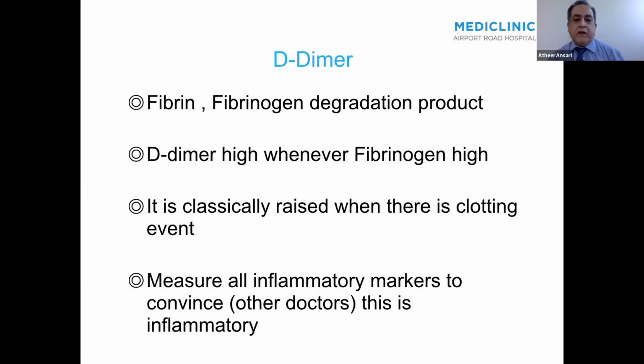Anyway, so what is the D-dimer here? As you say, it is the product of fibrinogen fibrinolysis. It can be high whenever fibrinogen is high, can be very high in serositis cases. Pericarditis, pleuritis, they have a lot of fibrinogen and D-dimer elevation with them, with no evidence of any clotting whatsoever. So you need to speak to all doctors to tell them this D-dimer is inflammatory, is not cardiac in any way.